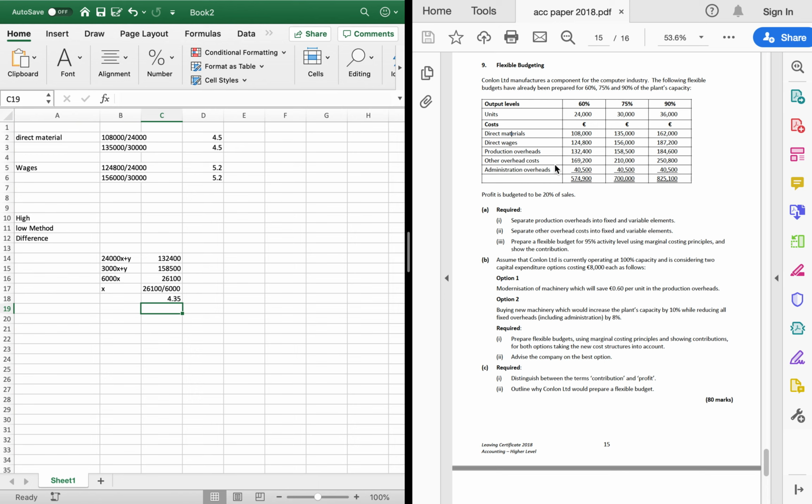Accountants don't see the need to put in X's and Y's, right? So if we're doing it in the high-low method, we go units and euros. We'll take a different level just to show you. We'll take the high level as 36,000 and the low level as 30,000, so the difference is 6,000. Same thing, it's all constant anyway. 184,600 is the high euros, 158,500 is the low, and the difference is 26,100.